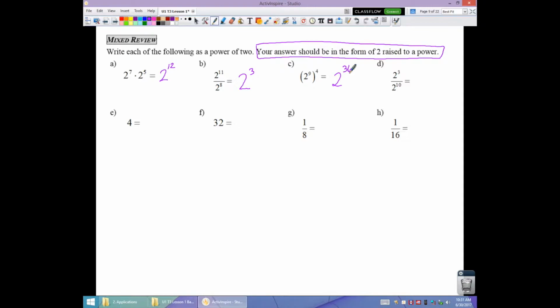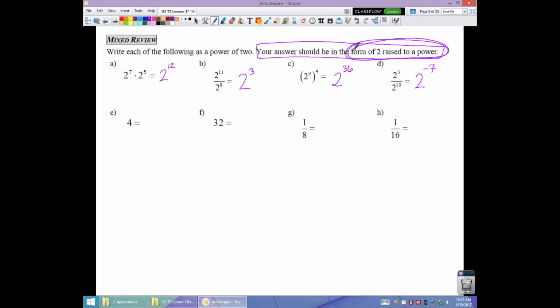Part D, 2 to the 3rd divided by 2 to the 10th. So I need to subtract the exponents, and I get 2 to the negative 7th. Now, another way to write that is 1 over 2 to the positive 7th. But because these directions say we want to write it in the form 2 raised to a power, I'm going to keep it with a negative exponent.